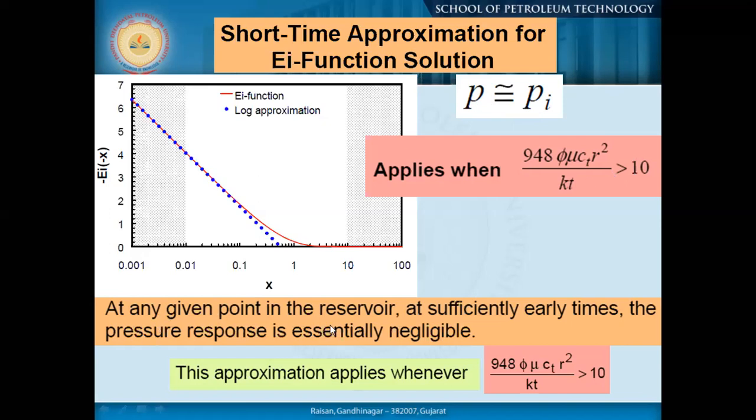At a given point in the reservoir at sufficiently early times, the pressure response is essentially negligible. So what we visualize or consider in our well testing, once we start taking the production, is that the whole area right from the wellbore to the infinite extent is affected. But as I discussed in the last class, the compressible zone is responsible for giving the response on the pressure value at a specific time. This is a very important concept you need to understand.